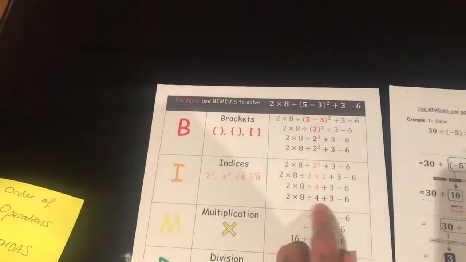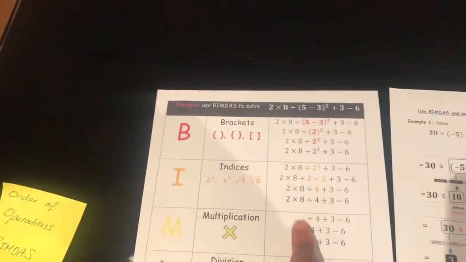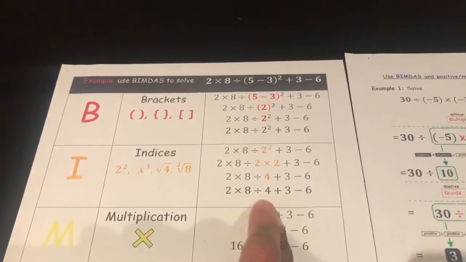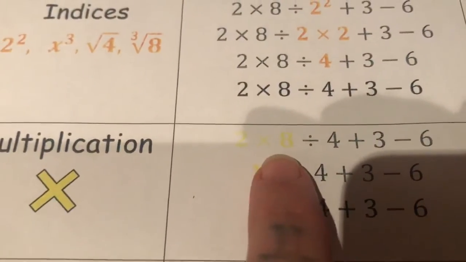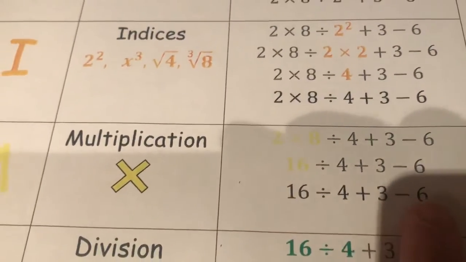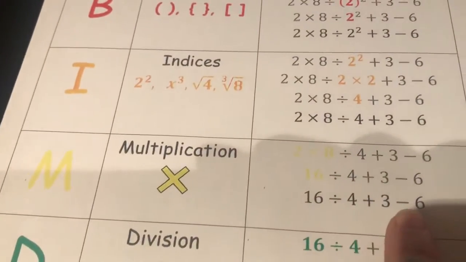Next, there's no more indices, no more brackets, so now we go to multiplication. This is in yellow, so you won't be able to see it that well, but we're doing this one here, 2 times 8. Try and get in nice and close. 2 times 8 is 16, and you have this sum here. See how this bit just stays the same.